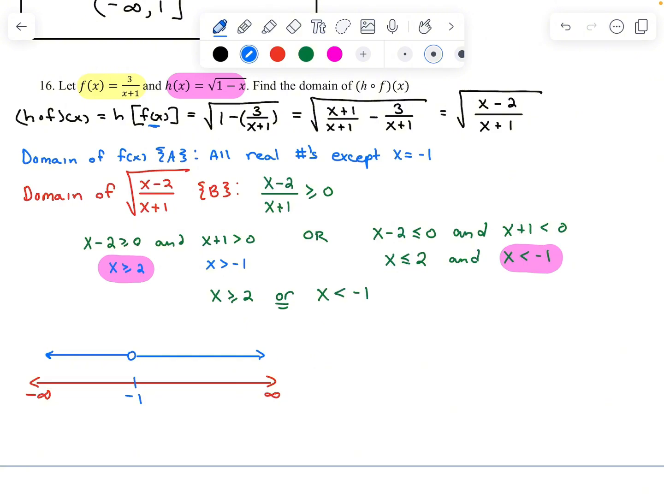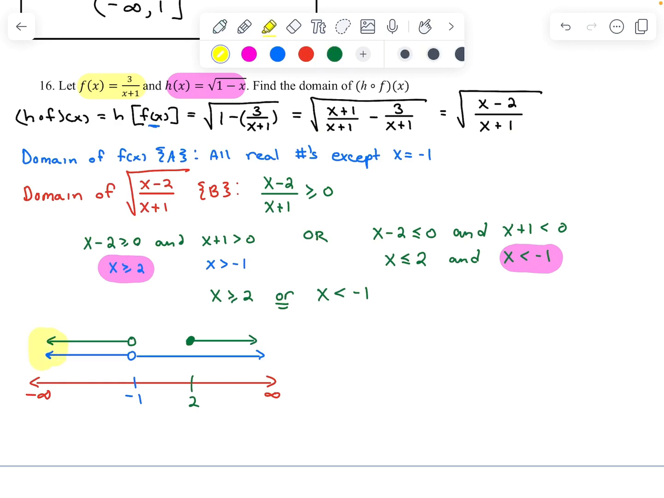The domain of B, the domain of the square root of x minus 2 divided by x plus 1, is x is greater than or equal to 2. So I'm going to put the 2 here, closed circle, an arrow to the right, or x is strictly less than -1. So I'm going to place an open circle over -1 and place an arrow to the left.